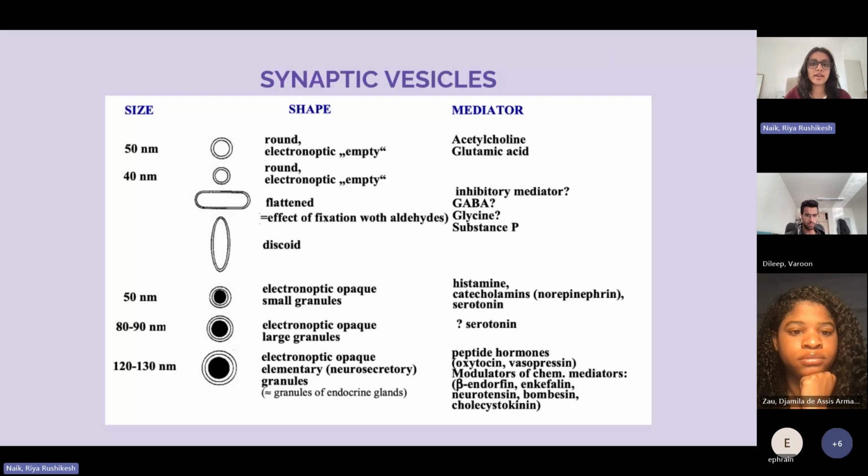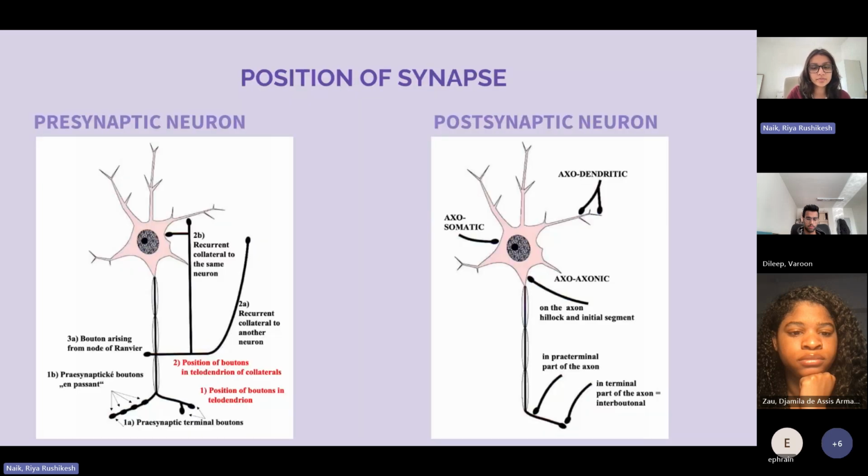Okay, so this slide talks about the synaptic vesicles and their shapes. There's nothing much to explain in this, but you must know what shapes are present and what their sizes are, along with their mediators. This is very important because they could very easily ask you this information. So I'm just going to skip to the next slide because this is just a bunch of facts which you kind of have to memorize.